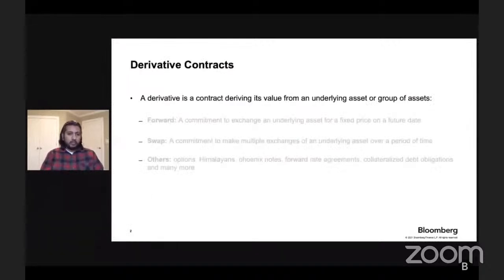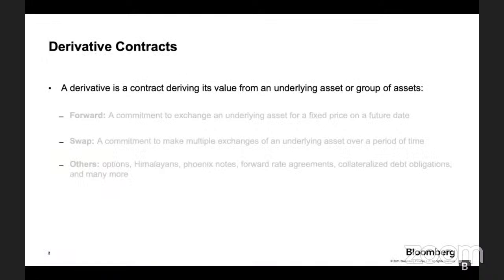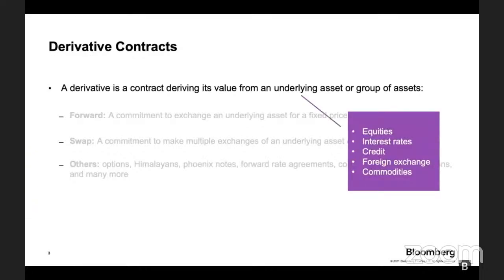So let me start off by talking about what a derivative contract is. A derivative contract is a type of financial contract, and very informally speaking, a financial contract is an agreement that two parties participating in a financial market enter. And a derivative contract is a type of financial contract that derives its value from an underlying asset or a group of assets. When I say an underlying asset, what I mean is something like an equity, an interest rate, foreign exchange, and so on.